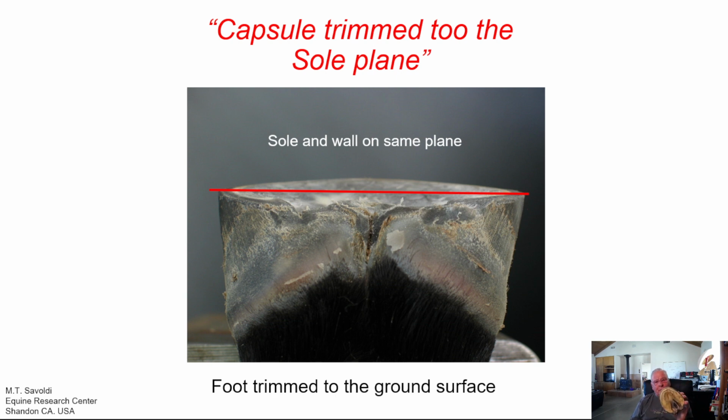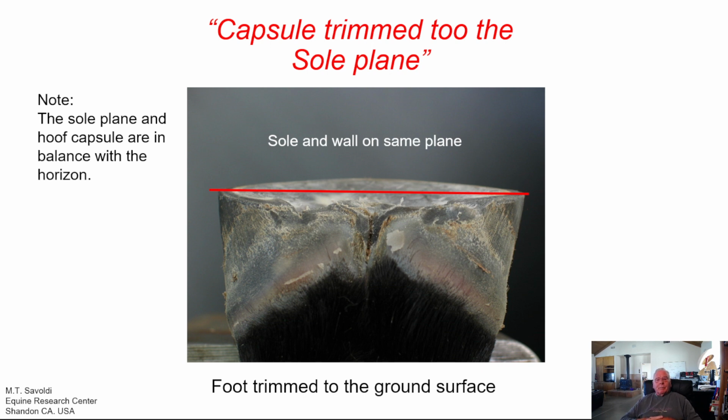So it is horizontally planed to the ground surface, both anterior posteriorly or medial laterally. So that's a very sound position for the foot to be standing on, for the horse to be standing on, because everything's in balance with the horizon. So that would represent capsule balance. Note the sole plane and the hoof capsule are in balance with the horizon.